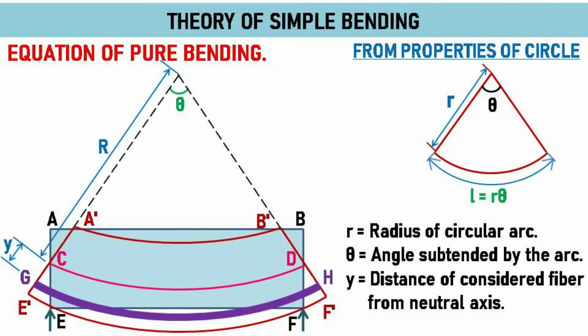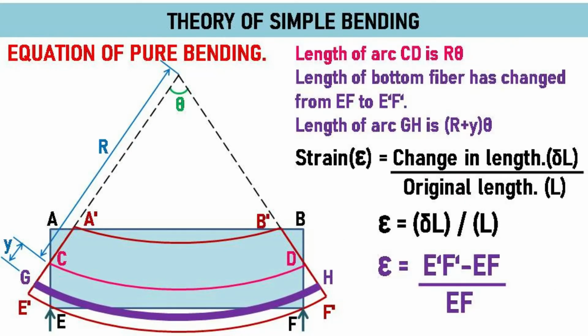Consider a section at a distance of y from neutral axis as shown as purple line in the figure. From the properties of circle, we have, length of an arc is given by r times theta. Slide 8. Now, we can write. Length of arc CD is r times theta. Length of arc GH is (r plus y) times theta.